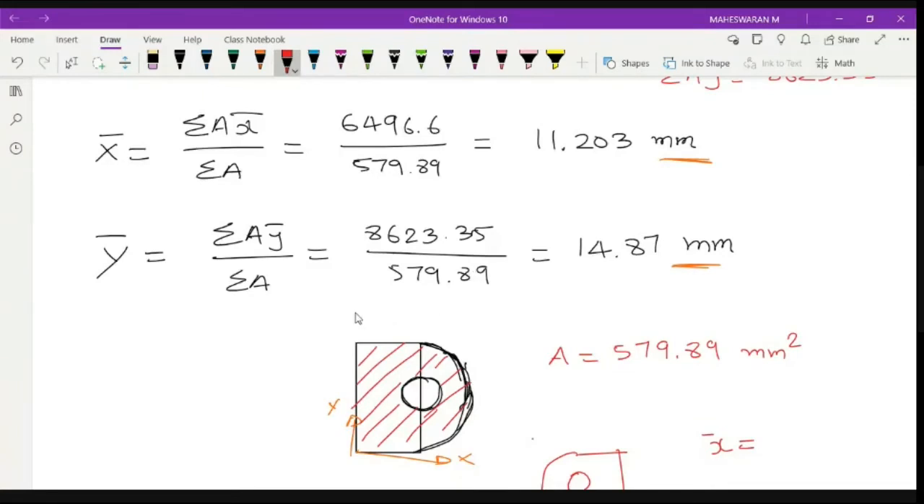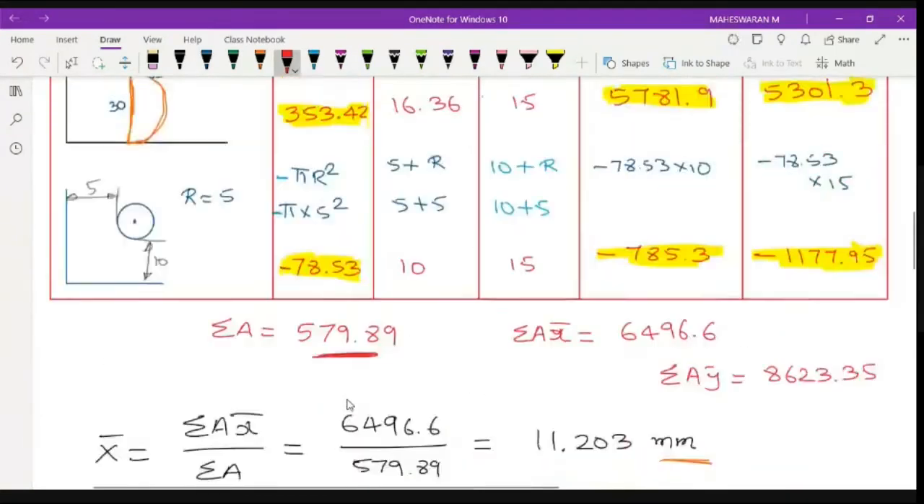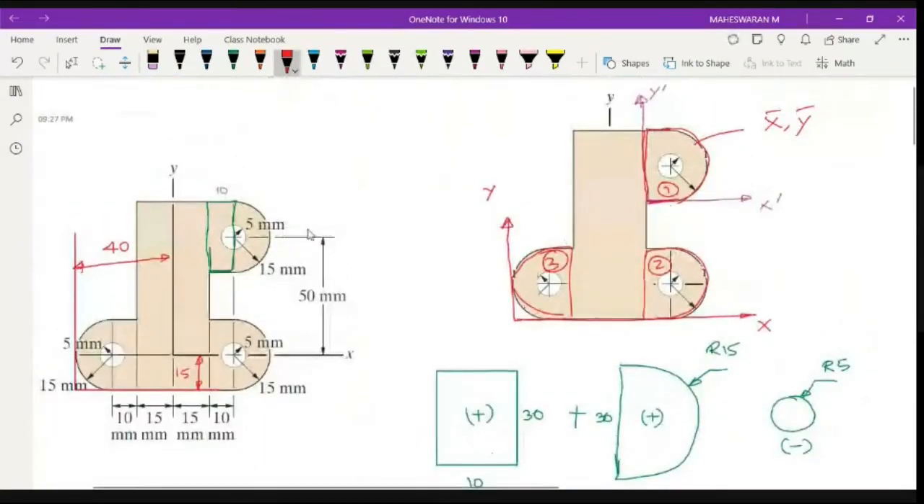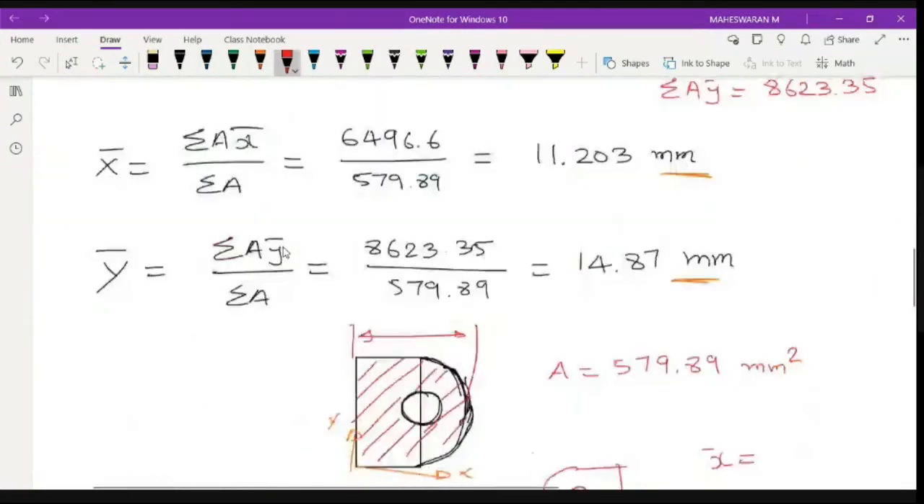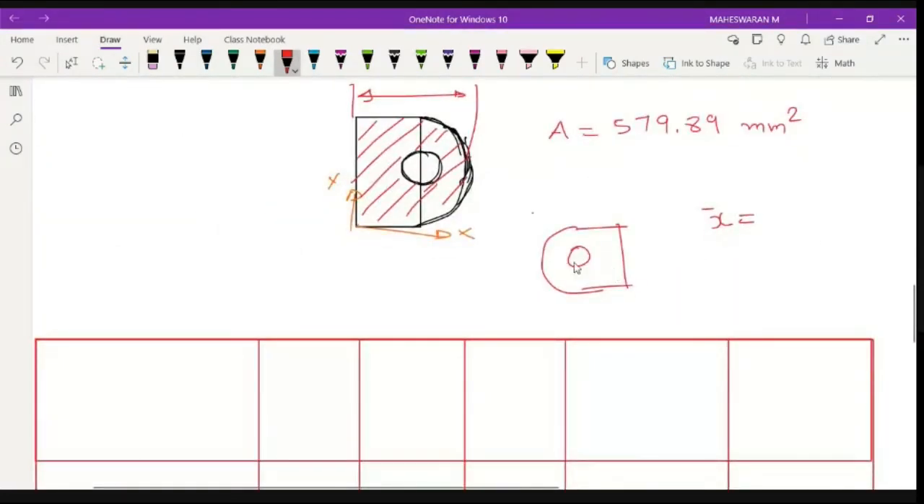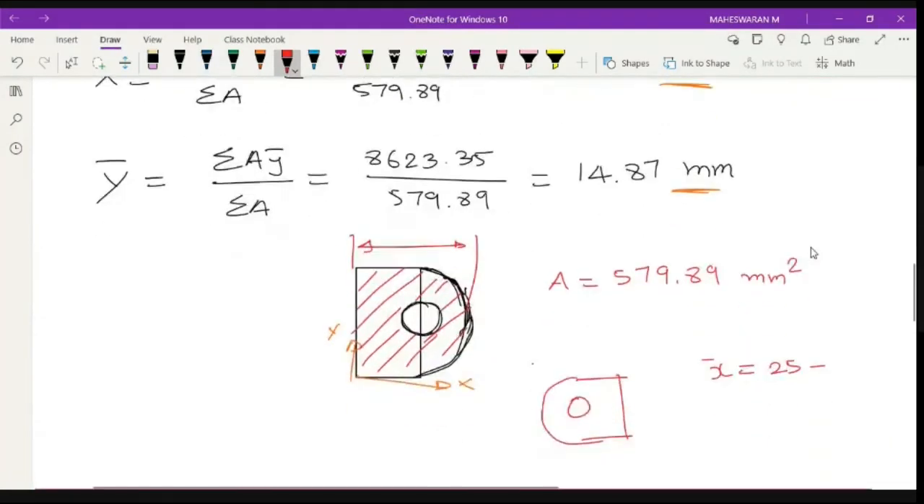X bar is this total distance minus this X bar, whatever we identified. What is my total distance? Look here. In my diagram, it is 10 plus 15, totally 25 is my total distance, right? So my X bar in this case is 25 minus the real X bar, which is 11.2. So what are you getting? What is my X bar for this? 13.8 mm. Right? This is the location of your X bar for this particular problem. Right? So somewhere here.